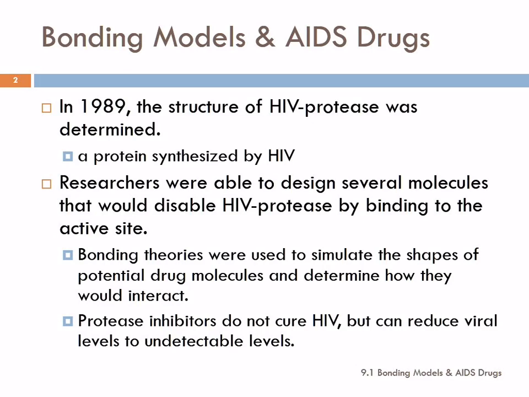So back in 1989, the AIDS epidemic was going on, and researchers were trying to figure out what this virus is and what's going on and how they can stop it. And so they were able to figure out what the structure of HIV protease was. This is a protein that's synthesized by the virus and is necessary for it to replicate in the human body.